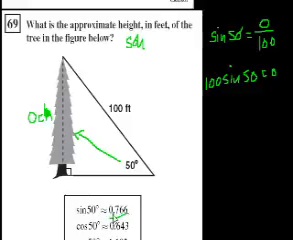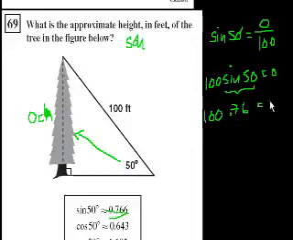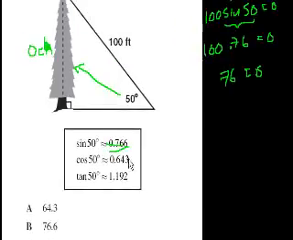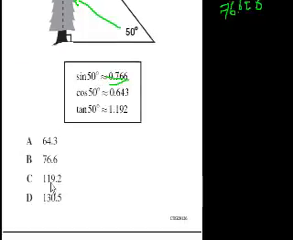Sine of 50 is 0.76. So 0.76 times 100 is equal to O. Well, that's 76 is equal to O, or the height of the tree. And that's choice, oh, and they said 0.766, so let's put another 6. So that becomes 76.6. And that's choice B.